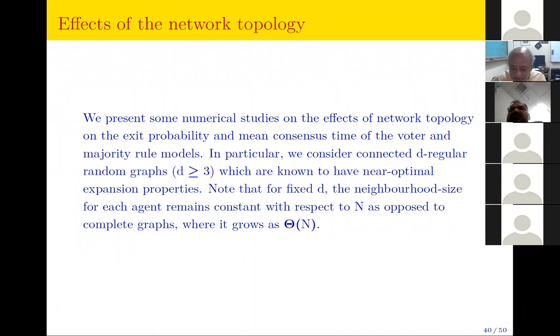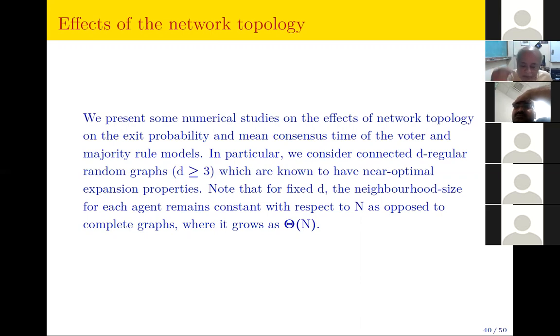So to finish, we looked at the complete graph. Now let us look at a d-regular random graph. A d-regular random graph is a graph where each vertex has degree exactly 3. So there are exactly 3 neighbors of any vertex. That's called d-regular, and one can construct it in a random way.